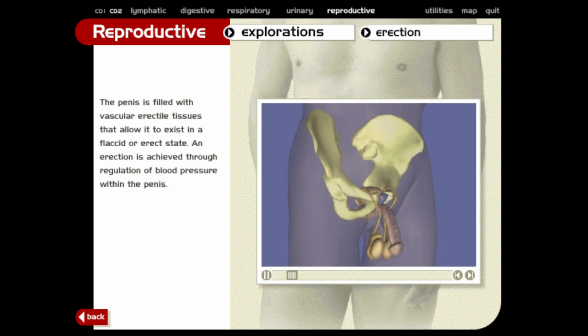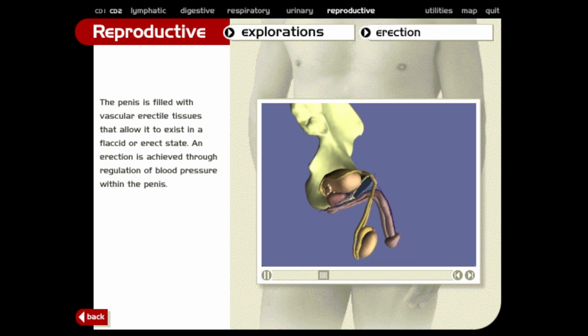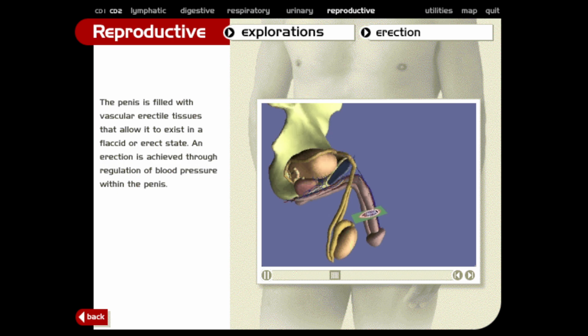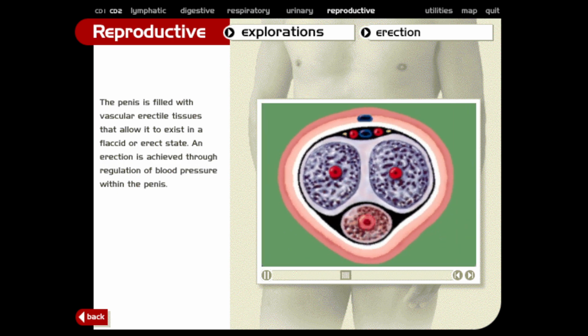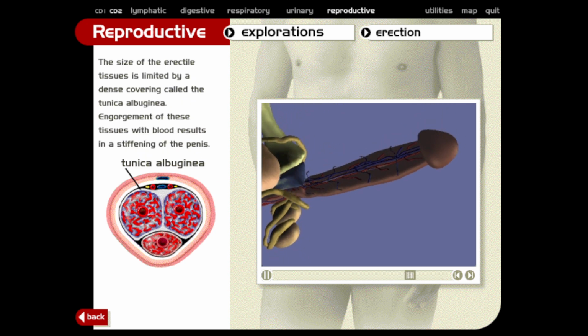The penis is filled with vascular erectile tissues that allow it to exist in a flaccid or erect state. An erection is achieved through regulation of blood pressure within the penis. Upon psychic or tactile sexual stimulation, venous blood flow out of the penis decreases, while arterial flow into the erectile tissues increases. The size of the erectile tissues is limited by a dense covering called the tunica albuginea. Engorgement of these tissues with blood results in a stiffening of the penis.